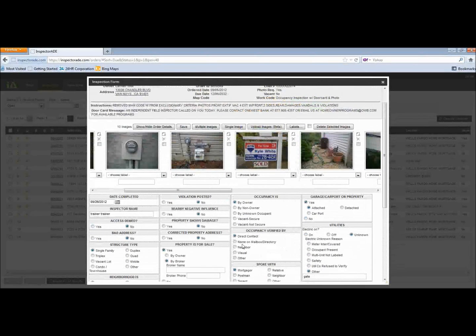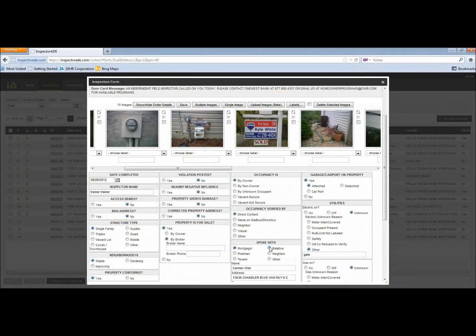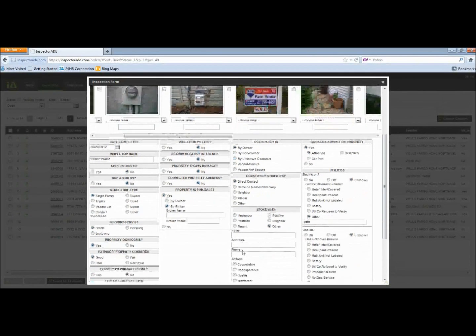Now if you go to the door and the wife or the child or someone else answers the door and says, yes, he lives here, then it's still going to be by owner, direct contact, but then you're going to change who you spoke with: relative or other, if they wouldn't tell you who they were.